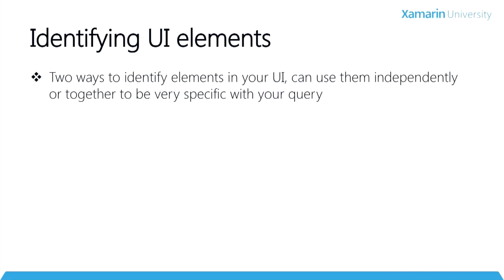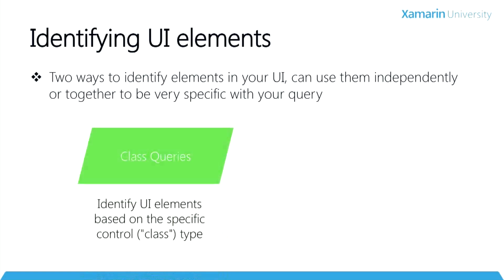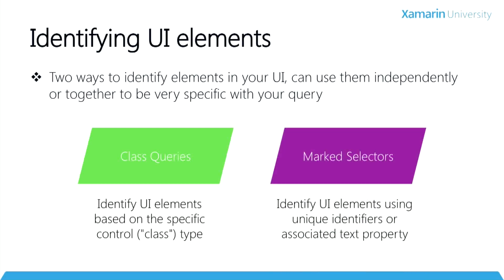When we're crafting queries to identify visual things, there are two approaches that we can use. First, we can query for elements by type. We call these class queries. This form of query lets us specify the C# type of control that we're looking for, like a UIButton, for example. The second type of query is the marked selector. This allows us to search for a control by its unique identifier or the text that it displays.